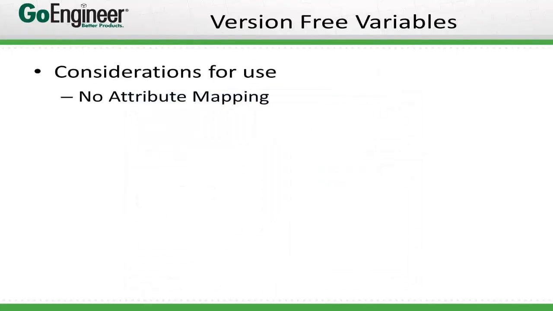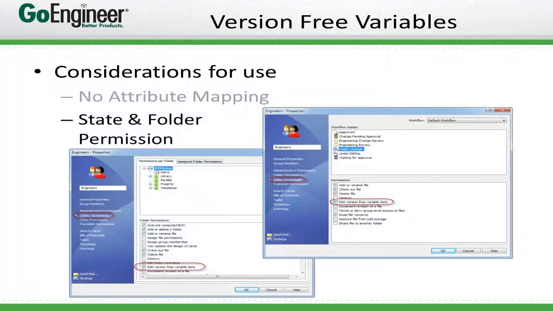So there's a couple of things to consider regarding version-free variable behavior that are important to note. So the first is that version-free variables cannot be mapped to custom properties. Okay. The next consideration is that users require both folder permission and state permission to be able to edit a version-free variable value. So similar to our checkout permissions, where we have to assign them both at the folder level and at the state level, again, we have to do the same with our ability to edit version-free variable data. So this is that new permission that I was referring to earlier.